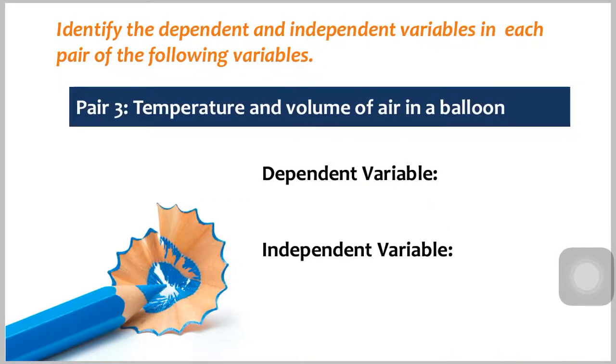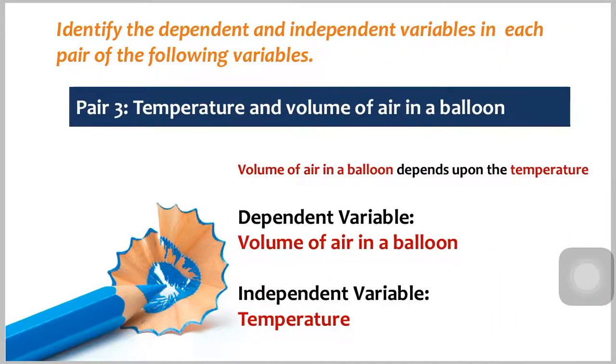Let's have the third one. Temperature and volume of air in a balloon. This can be rephrased as the volume of air in a balloon depends upon the temperature. So we say that the volume of air in a balloon is a dependent variable, while temperature is a predictor, and that is the independent variable.